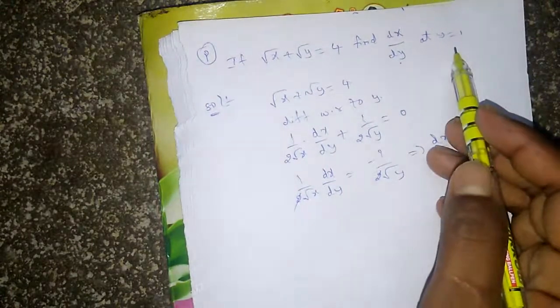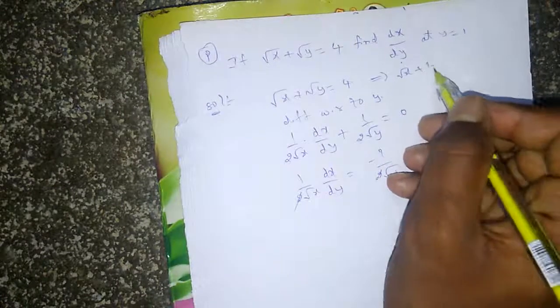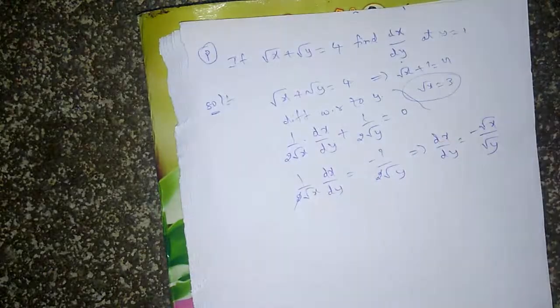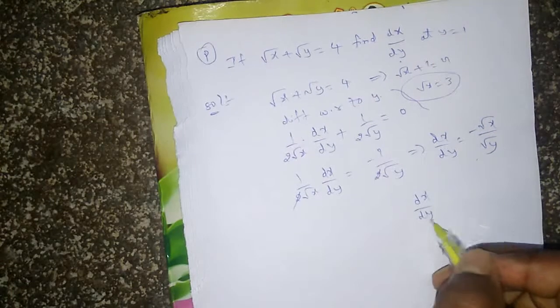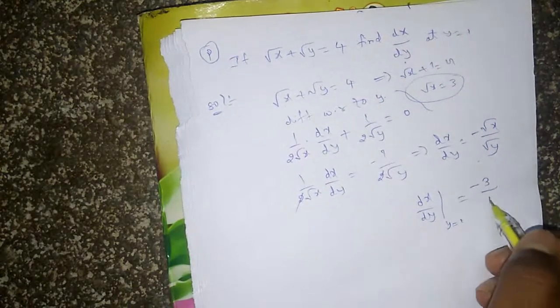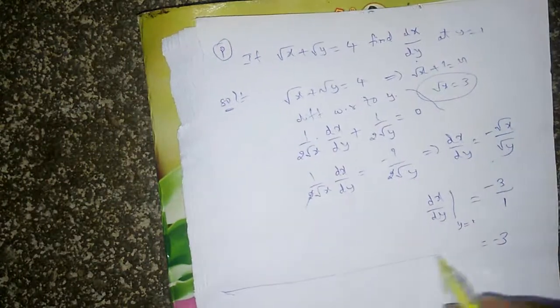Here y value is given as 1, so if you put y is equal to 1, root x plus 1 is equal to 4, implies root x is equal to 3. Now substitute here. Therefore dx by dy at y is equal to 1, root x value is 3, root y value is 1, that is equal to minus 3.